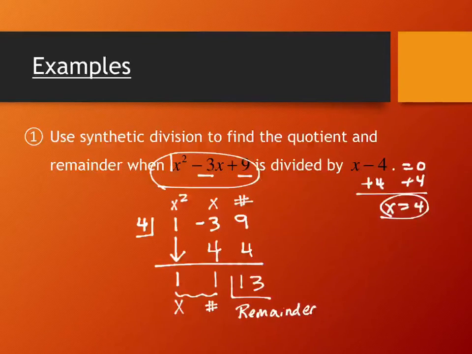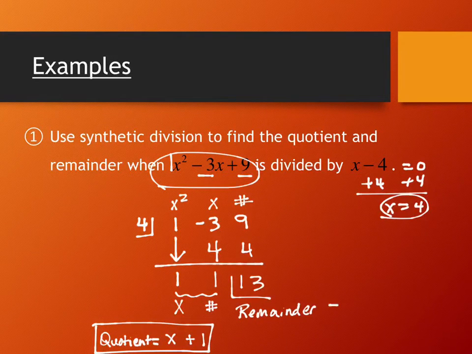So this x has a coefficient of 1, so it's 1x, or you could just write x. There's a 1 right here, that's the constant, and that's my quotient. So my quotient is x plus 1, or 1x plus 1. That's kind of running into things, so I'm going to just delete it for now. So my quotient is x plus 1. My remainder is 13. Okay, is that right?